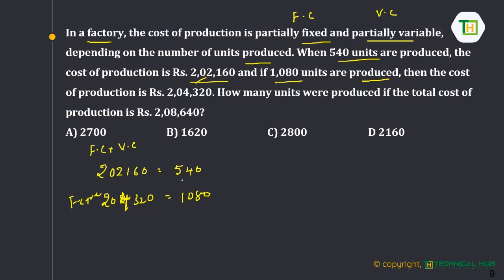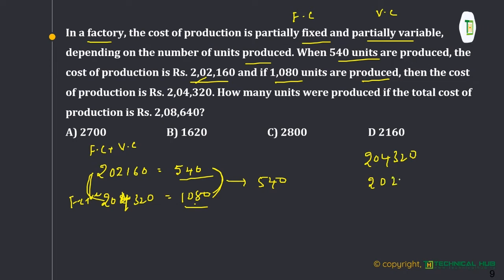See, for 540 units, what is the charge here? 2 lakhs 2160. And for 1080 units, what is the production cost? 2 lakhs 4,320. So how many units are increased here? 1080 and 540, so 540 units are increased, or not? And what is the production charge of 1080 units? 2 lakhs 4,320. And of 540 units? 2 lakhs 2160.